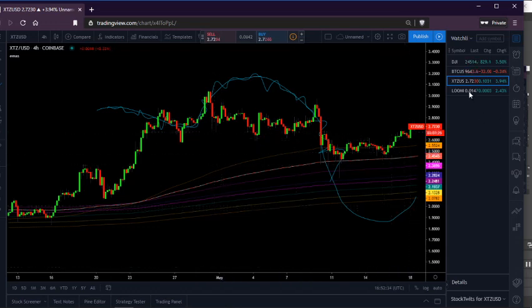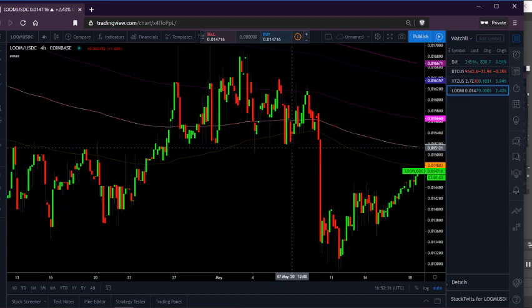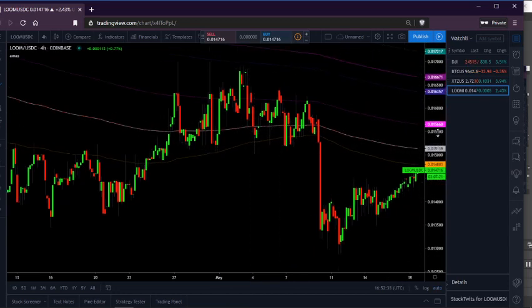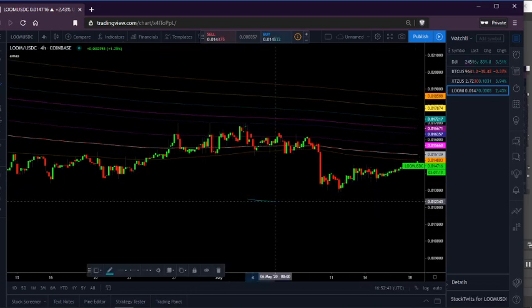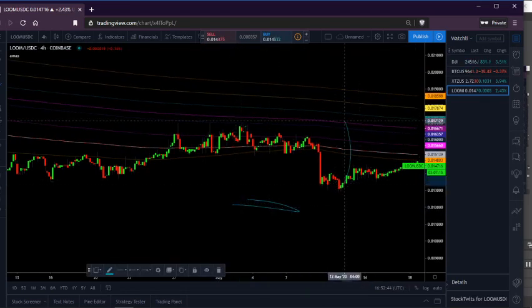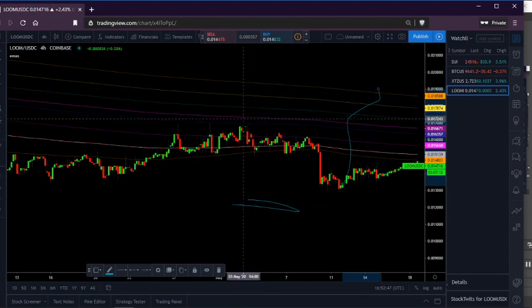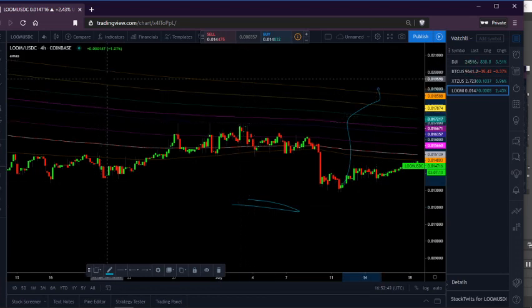So anyway, let's go over to Loom real quick and you can see these EMAs too. So here are the EMAs again. As you can see, it's trading up back into the center line of the moving averages. Okay. All right, let me close this out.